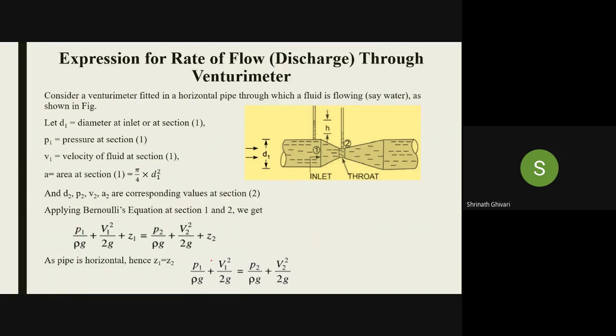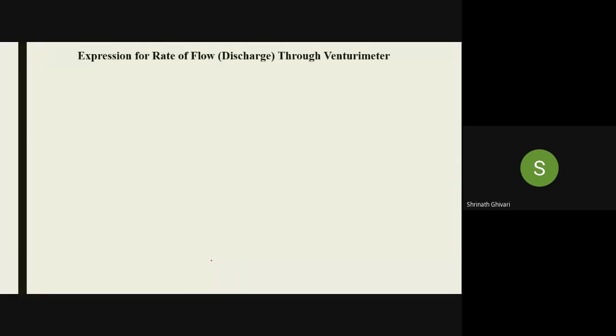Now what you do, you just exchange the values, like P1 by rho g and minus P2 by rho g, bring it to one side, and V2 square by 2g minus V1 square by 2g, get it on the other side. So we get P1 minus P2 by rho g equal to V2 square by 2g minus V1 square by 2g. So we have got it like this.